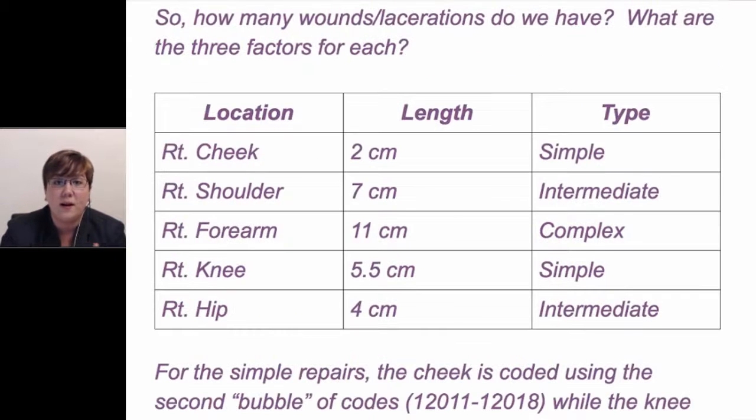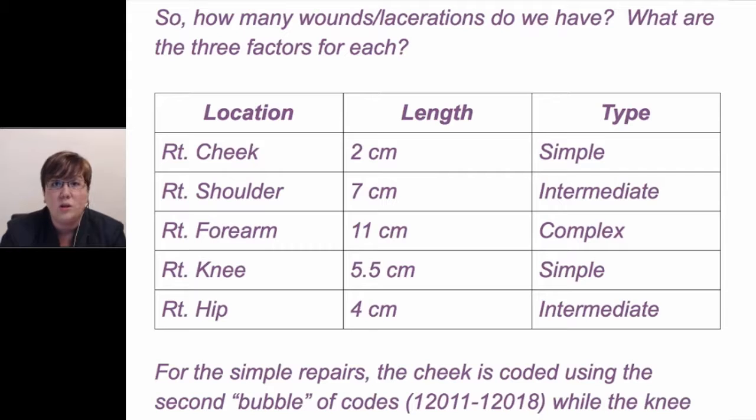And I had set mine up in a little bit of a table so we could talk through it. I said, okay, where was it? Where were we? Well, we had the cheek, the shoulder, the forearm, the knee, and the hip. How big were each of them? So I read through the note and I plugged in the length of each one of them next to that. And then I said, okay, what type of closure were each one of them? Simple, intermediate, or complex? So you notice from my table I have 2 simples, 2 intermediates, and 1 complex.